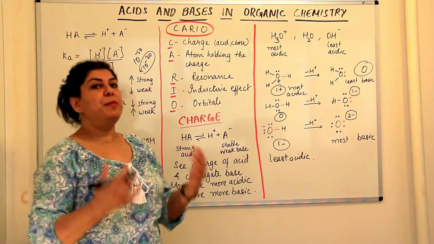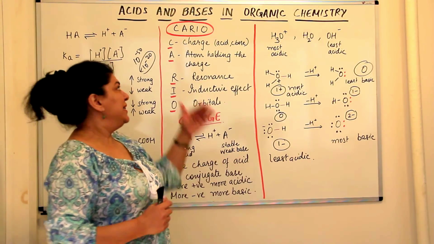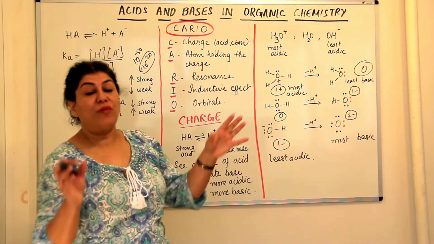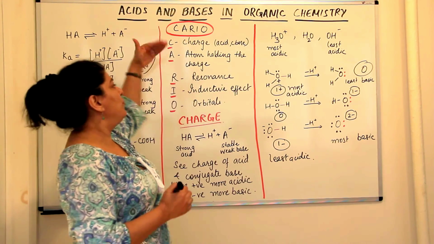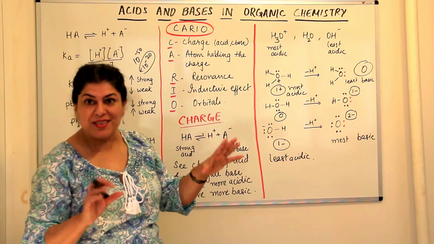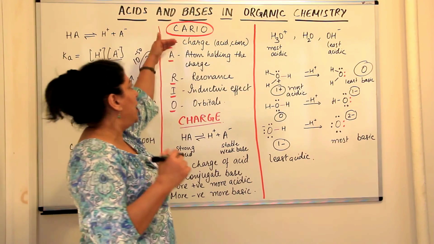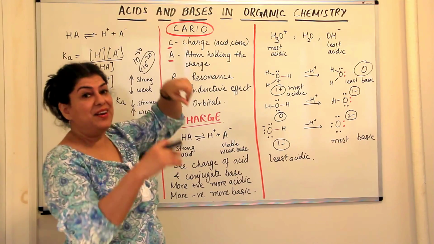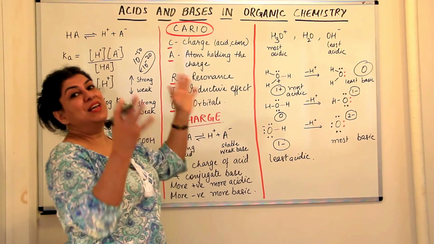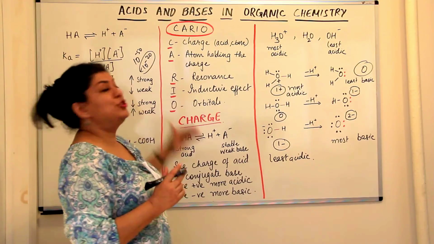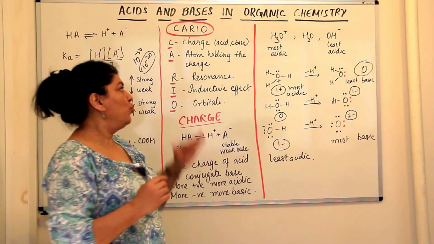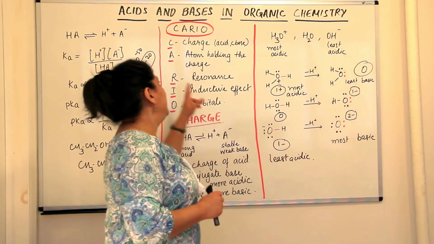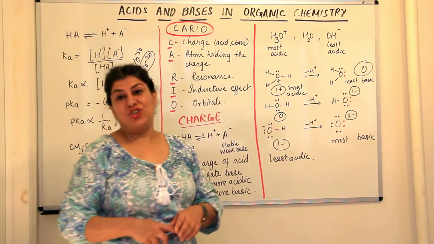And in case we are unable to reach a conclusion on the basis of charge, then we move on to the next step, that is the atom holding the charge. If we are unable to judge or we find similarity there also, then we move on to the next step, that is we notice resonance. If we find that charge is the same, atom holding the charge is also the same, resonance is also the same, then we come to inductive effect. And if we find those are also similar, we move on to orbitals. So one by one, we follow these steps. So in the next video, we'll be dealing with atom holding the charge.